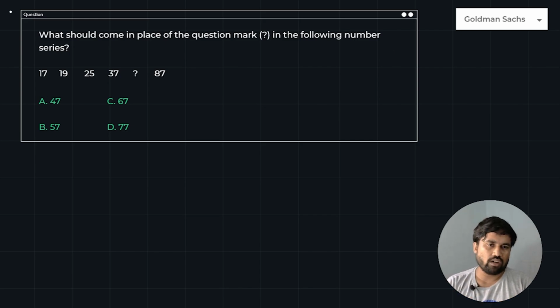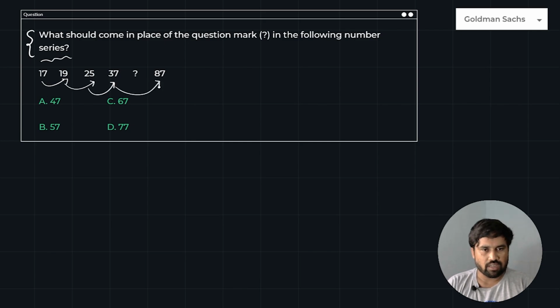Okay guys, just look into the explanation. What should come in place of the question mark in the following number series? Okay guys, just look at the number series here. 17, 19 becomes 25, 25 becomes 37, 37 becomes 87. Somewhere we are missing some term.